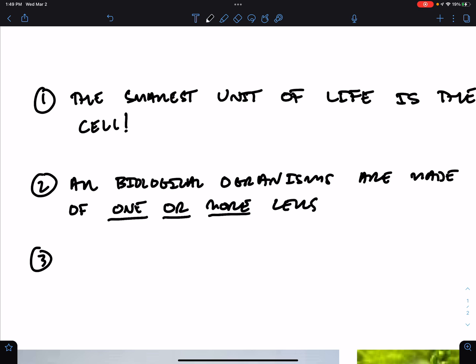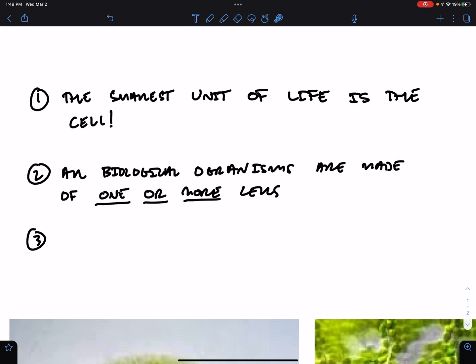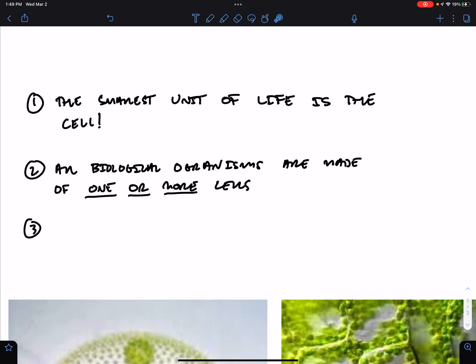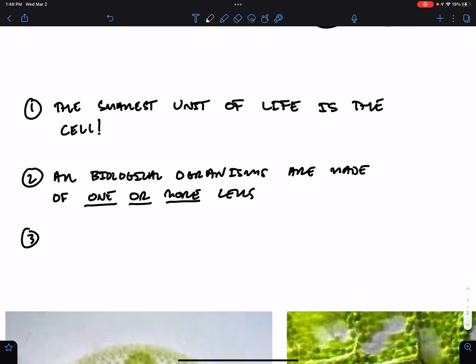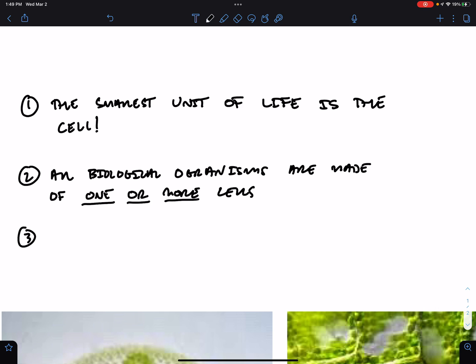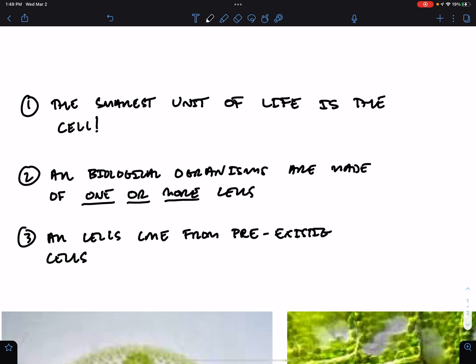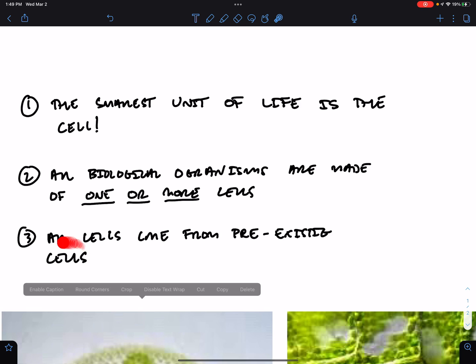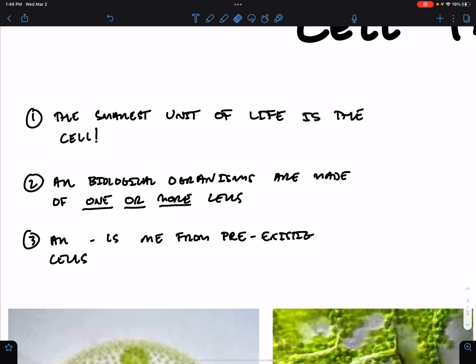So you can be unicellular, made up of one cell, or you can be multicellular, like me, and be made up of more than one cell. Okay, and then the third part of the cell theory is that all cells come from pre-existing cells. So we don't have any spontaneous generation of cellular life. All cells that we see now came from pre-existing cells.